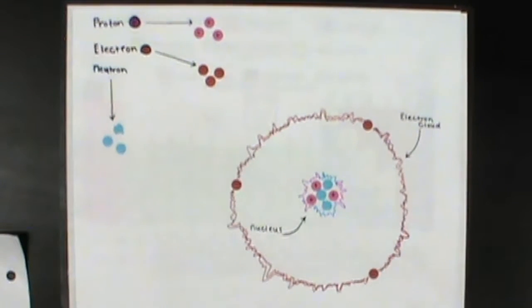Dalton's atomic model, which goes along with Dalton's atomic theory, states four main things. The first is that all matter is made up of atoms. The second is that all atoms of a given element are identical in mass and properties. The third is that compounds are combinations of two or more different types of atoms. And the fourth is a chemical reaction is a rearrangement of atoms.